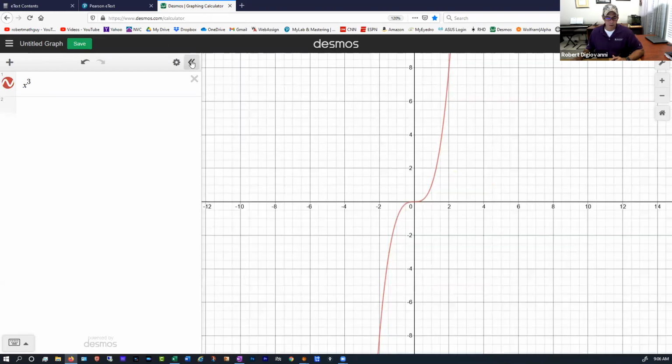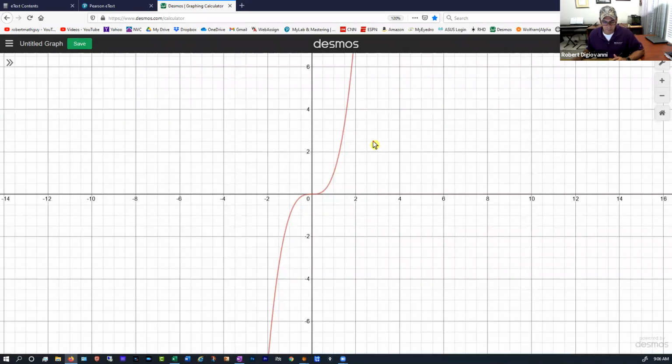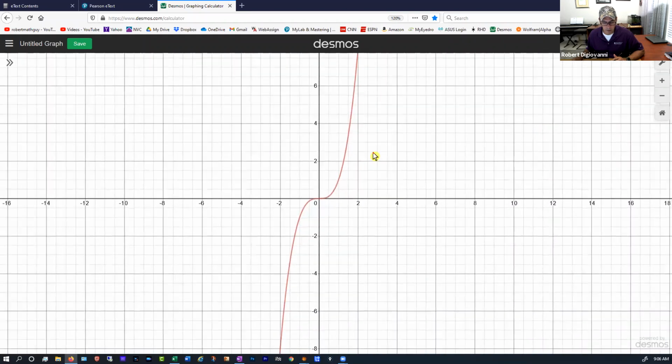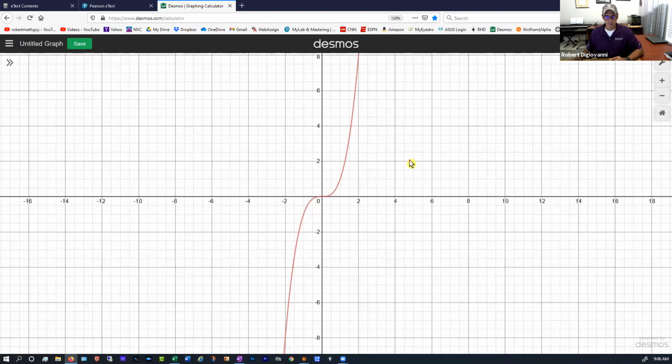There we go. Okay, so if we look at the graph here, I can't quite fit it on. There we go. So here's x cubed. If I were to take the number 2 and plug it in, I'm going to get 8. If I plug in -2, I get -8. So again, you're not getting the same answer.